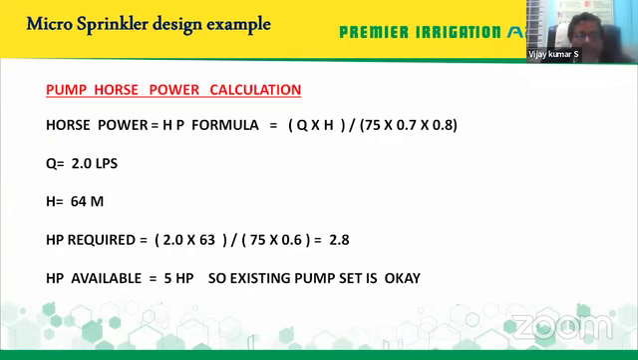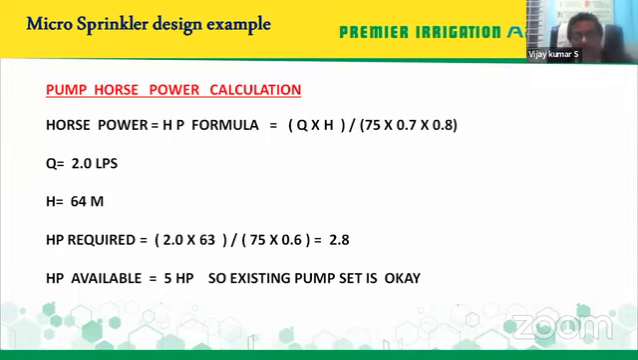So if I put in the formula, actually 0.7 into 0.8 is 0.56. I made it as 0.6. Typically, Indian centrifugal monoblock pumps have an efficiency varying from 56% to 60%, so I have taken 60%. The discharge is around 2 liters per second, and the total head required is 64 meters. So 2 multiplied by the head, divided by 75 into 0.6, you are going to get a HP of 2.8. So the existing HP is in fact more than enough.